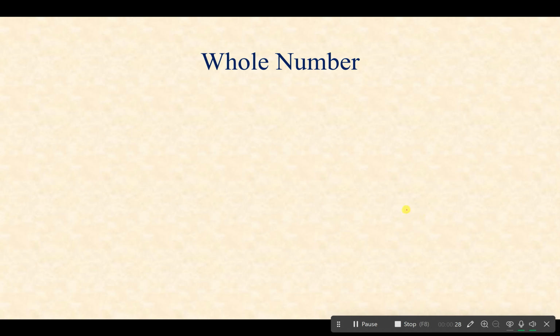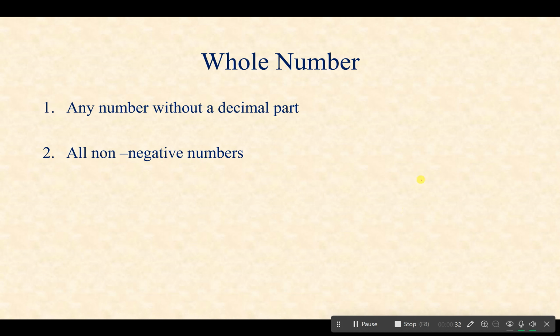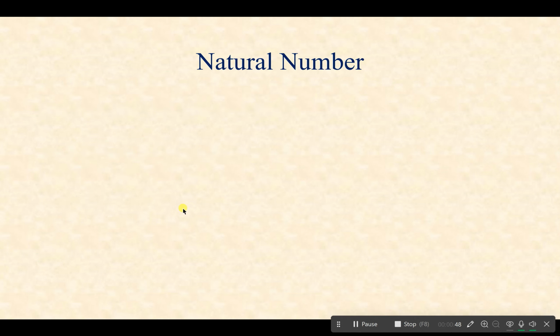First we'll see what is a whole number. A whole number is any number without a decimal part. So as you can see, that number should not have any decimal part. It includes all non-negative integers. It is just like the numbers 0, 1, 2, 3 and so on.